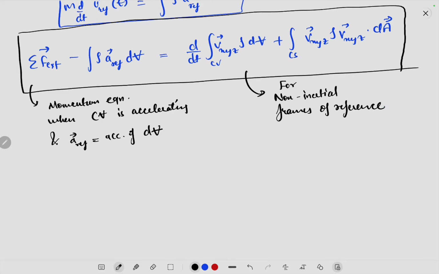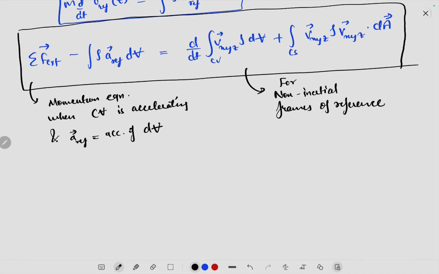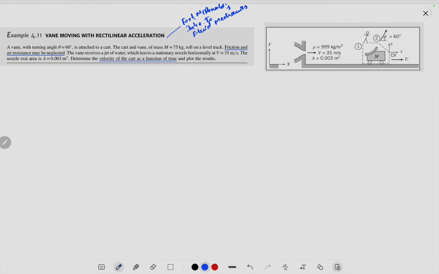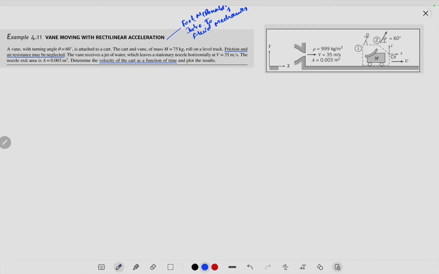Now let's understand how we can apply this equation by considering a problem. Let's consider this problem. This problem also I have taken from Fox and McDonald's Introduction to Fluid Mechanics. So what does this problem state? Let me just read this problem first.